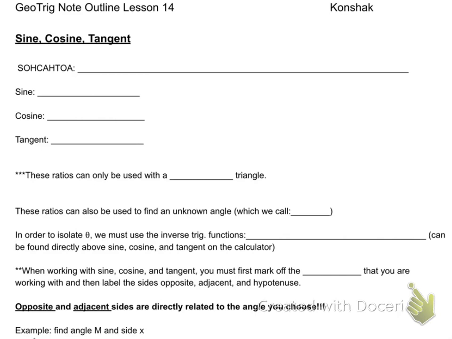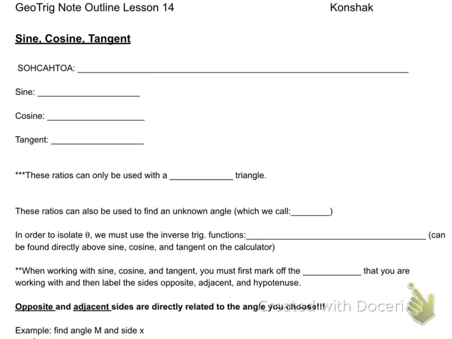These ratios are only good in what kind of triangles? Right triangles. They call this right triangle trig, so we use sine, cosine, tangent in right triangles. You should also not only know sine, cosine, tangent, you should know how to do the inverse sine, inverse cosine, inverse tangent to find angles given a ratio.